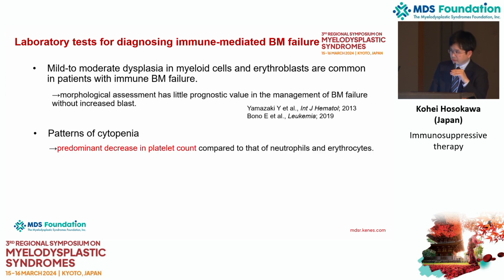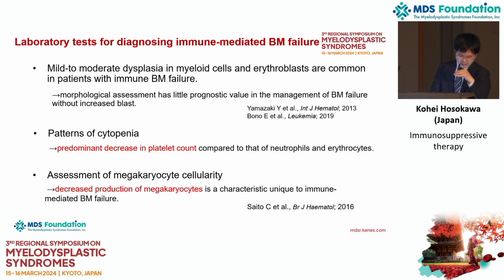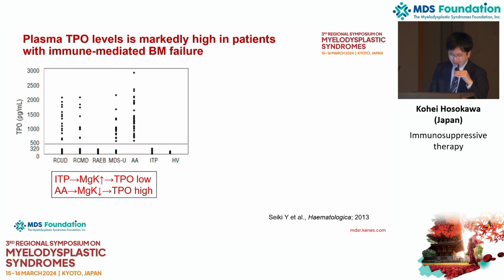The pattern of cytopenia is also important, such as a predominant decrease in the platelet count compared to the neutrophils or erythrocytes. And assessment of megakaryocytes is also important; decreased production of megakaryocytes is a characteristic unique to immune-mediated bone marrow failure. In ITP patients, because of the hyper-megakaryocytes, the plasma TPO levels are usually low. And in aplastic anemia, due to the hypocellular megakaryocytes, the plasma TPO levels are usually high.